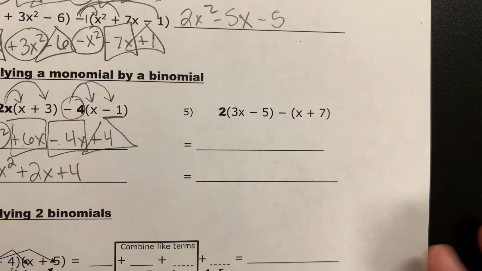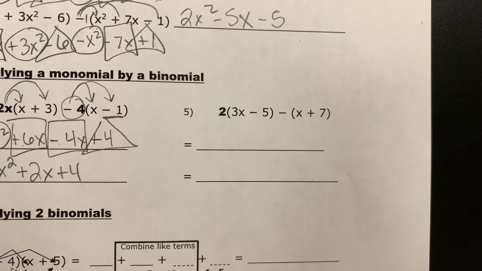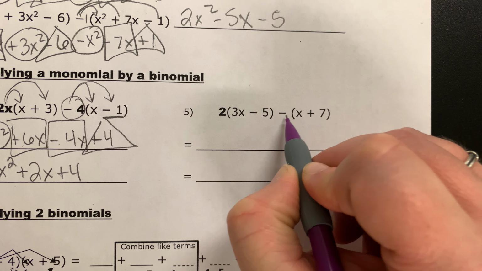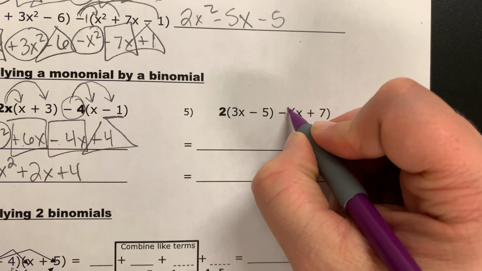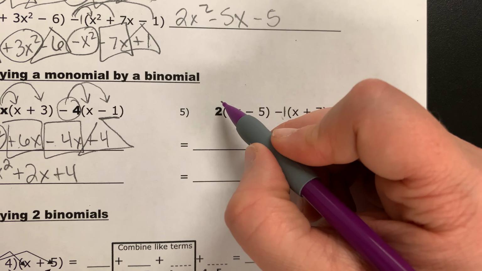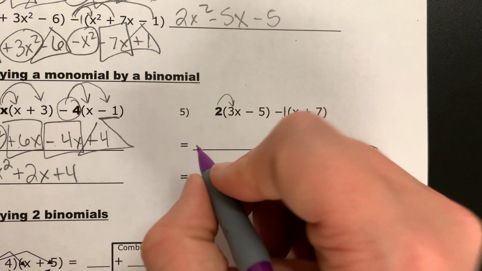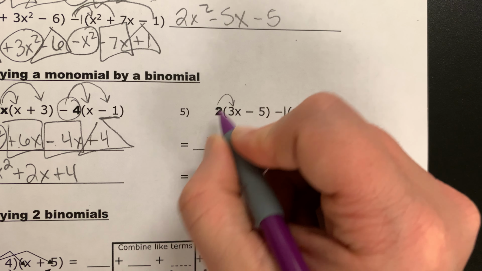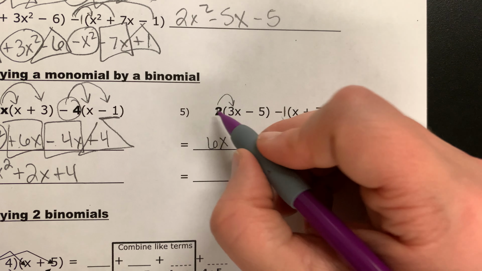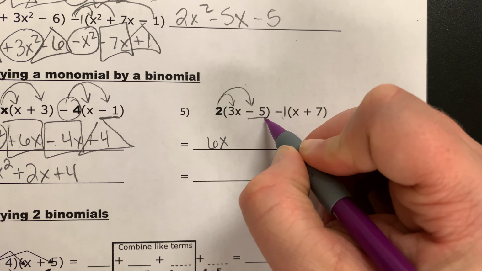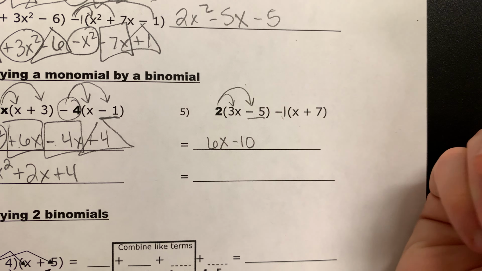Okay, number 5, I have distribution again. I need to realize that there is a number right here. It's that negative 1. So when I distribute, I have negative 2 times 3x is, 2 times 3x is 6x. 2 times negative 5 is negative 10.